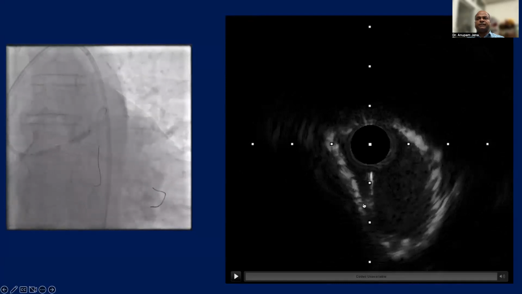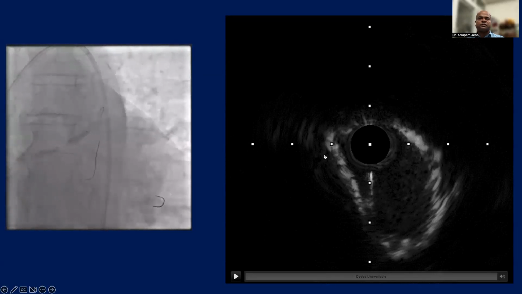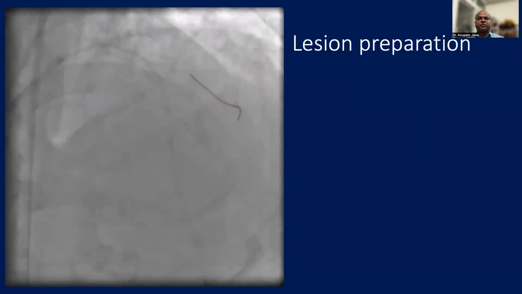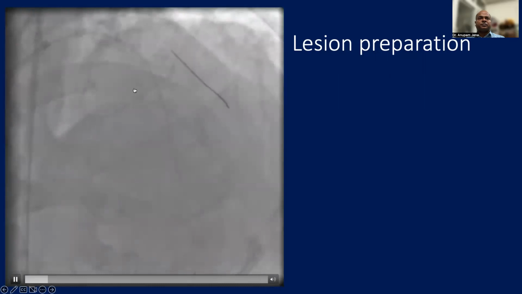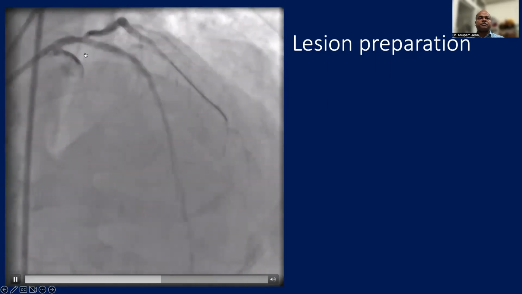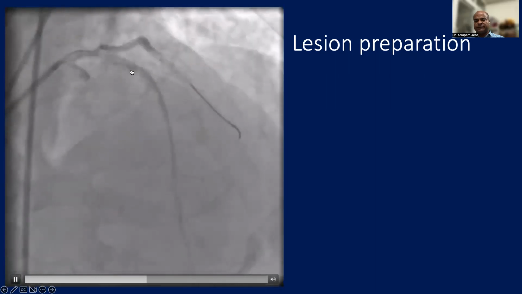And this is after the lithotripsy. As you see, there are multiple breaks in the 360-degree calcium. As you can appreciate, in all these areas the calcium is broken, so the lesion is well prepared. And here we can appreciate that the lesion is well prepared. Now we do not see any significant stenosis.